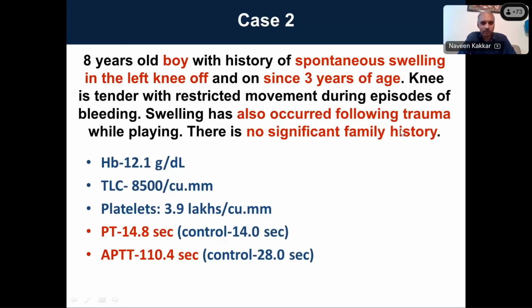There is no significant family history. One third of the patients can have a spontaneous mutation, a somatic one. So you may not have a family history in one third of the patients. So don't worry about that.